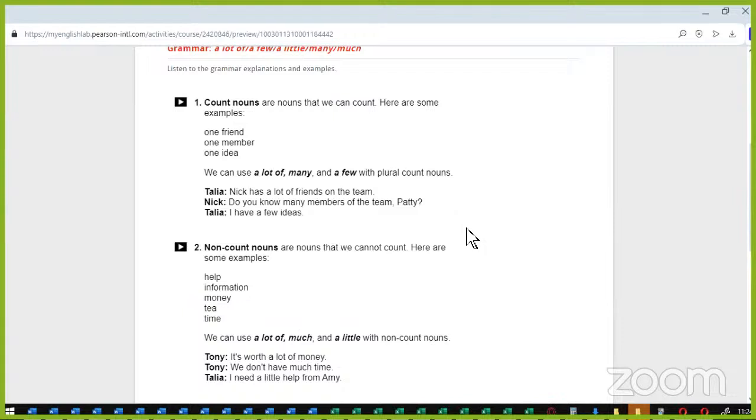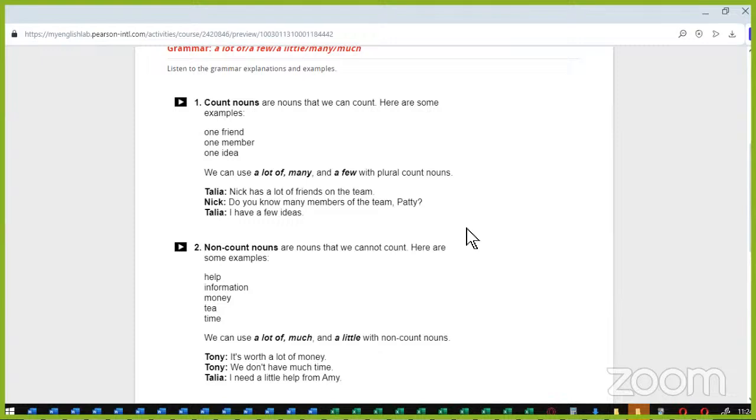Count nouns are nouns that we can count. Here are some examples. One friend, one member, one idea. We can use a lot of, many, and a few with plural count nouns. Nick has a lot of friends on the team. Do you know many members of the team, Patty? I have a few ideas.